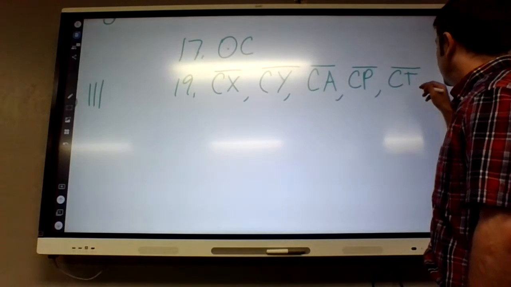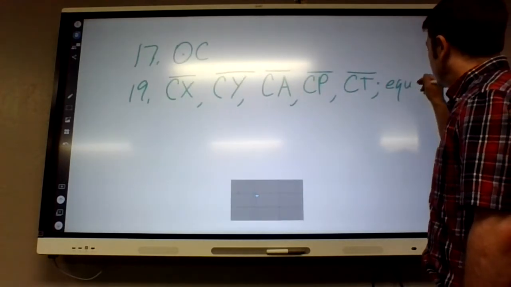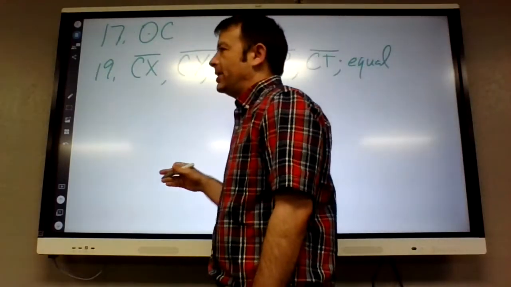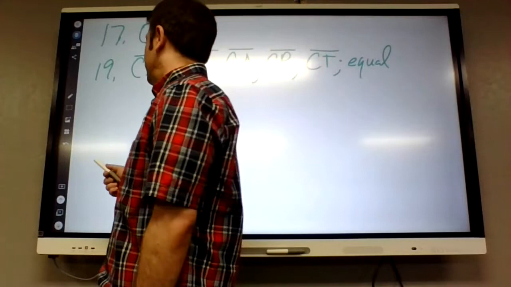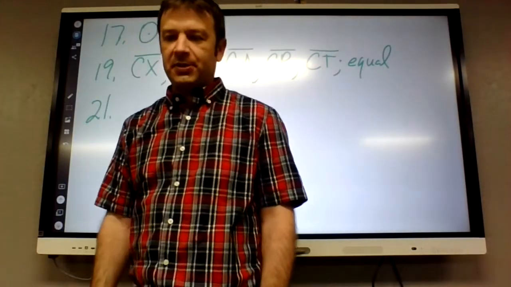Yeah. We'll just put equal or something. All radii have to have the same length because any point on the circle is equidistant from the center.